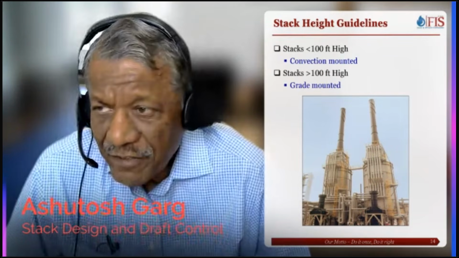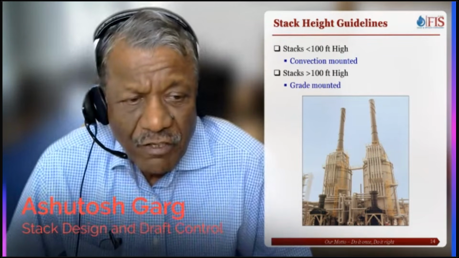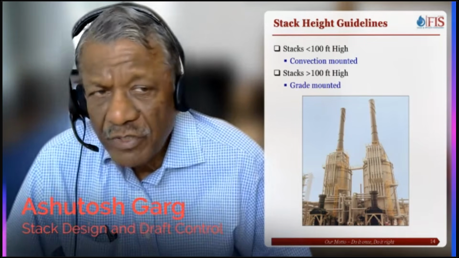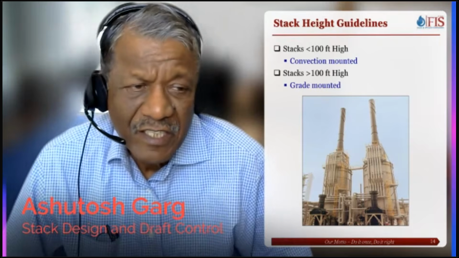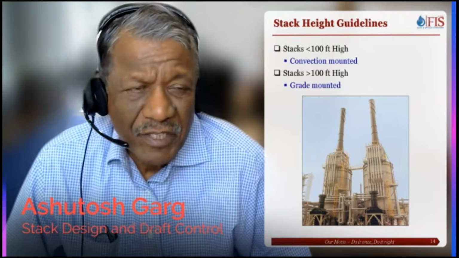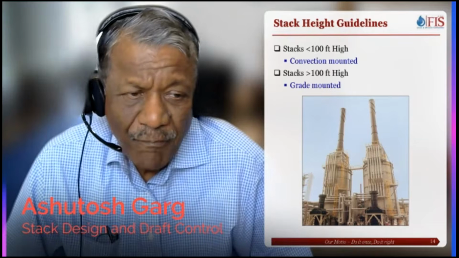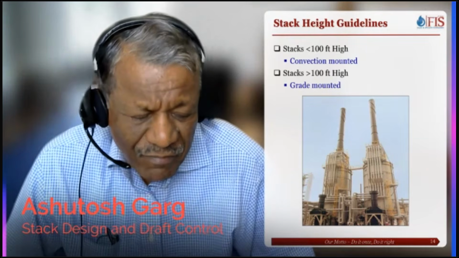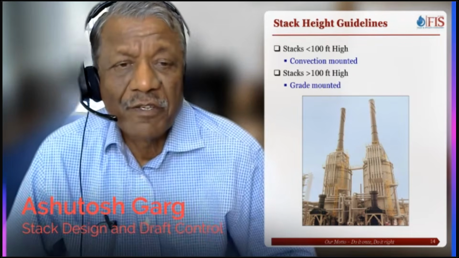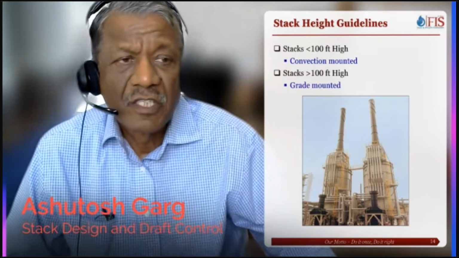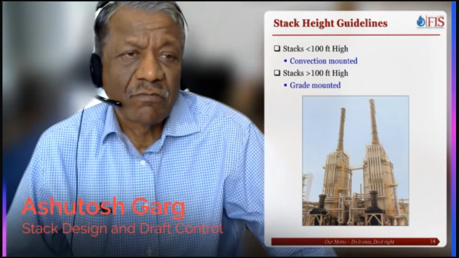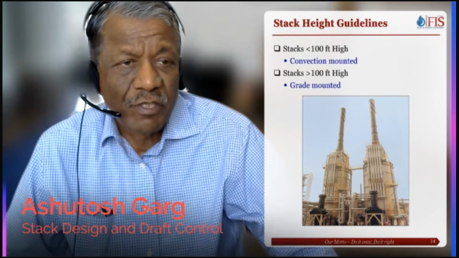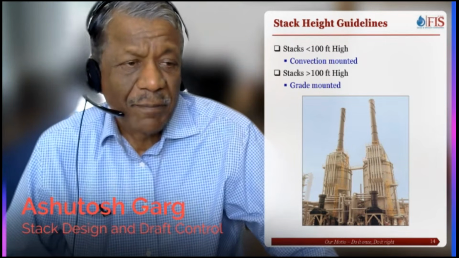Typical guidelines: if your stack is less than 100 feet tall, you can mount it on top of convection. If you have a more than 100-foot tall stack, you may go for grade mounted. This is just a guideline. It doesn't have to be. It changes from case to case. So you can have a 150-foot stack on top of the furnace. That's fine. Or you can have a 100-foot grade mounted stack, depending on your situation.